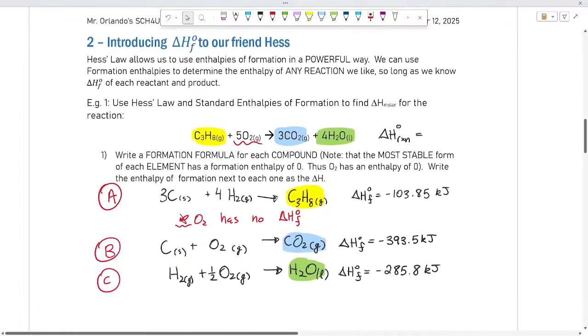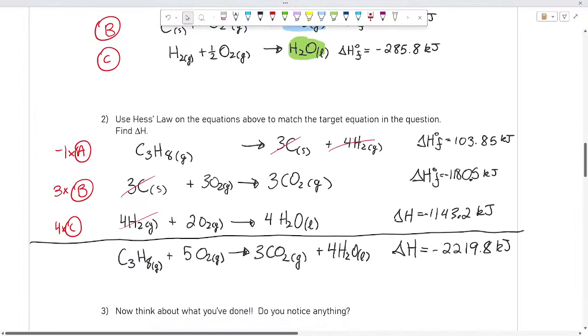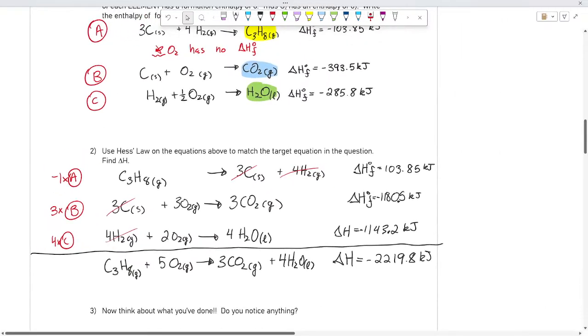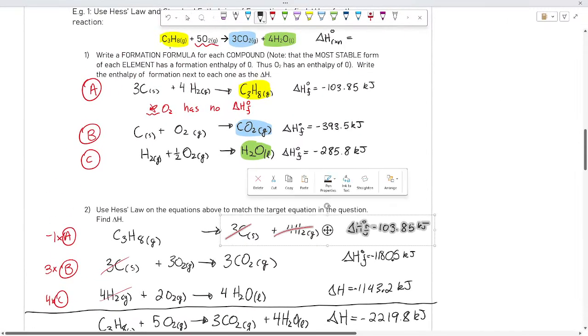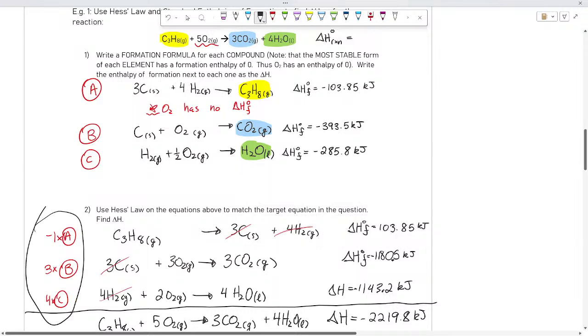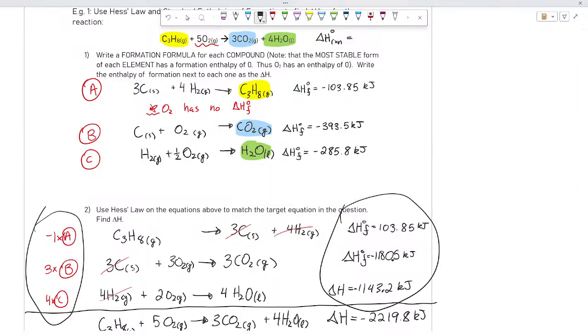Now, do you notice anything? Look at the equation we were trying to make, and then look at the numbers we ended up adding together. Do you notice anything? Could we save ourselves some work here? Oh, so the O2 does not have a thing, so the O2 didn't matter. And other than that, we looked up the formation enthalpy of carbon dioxide, and we used that number.